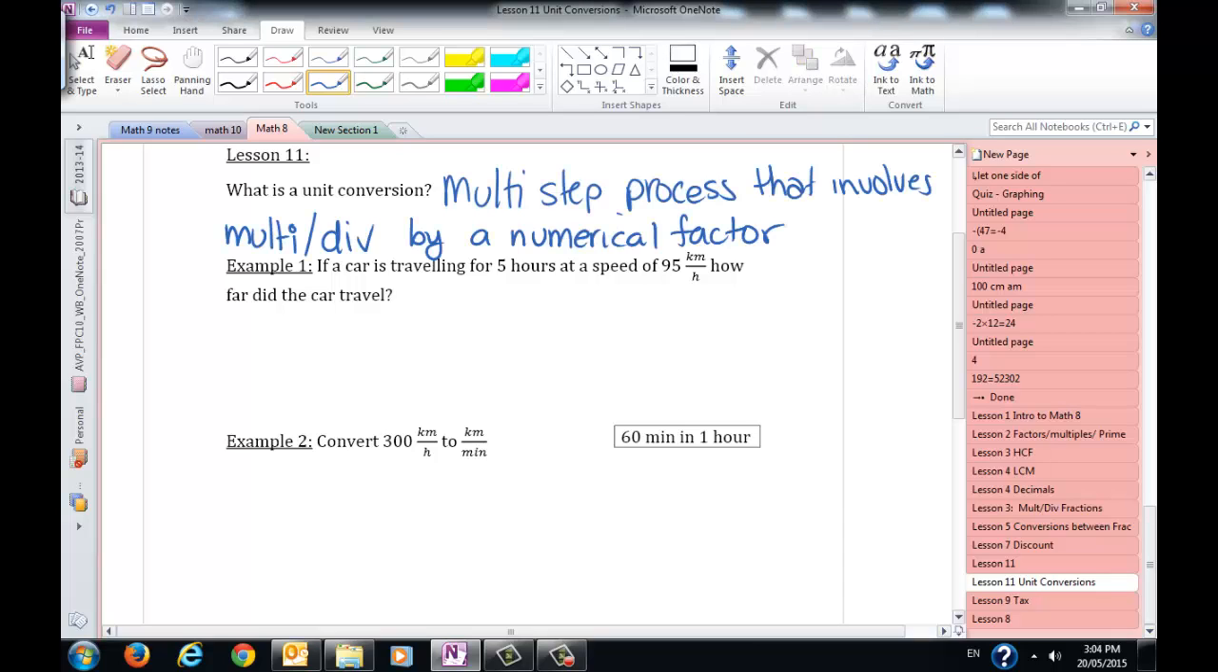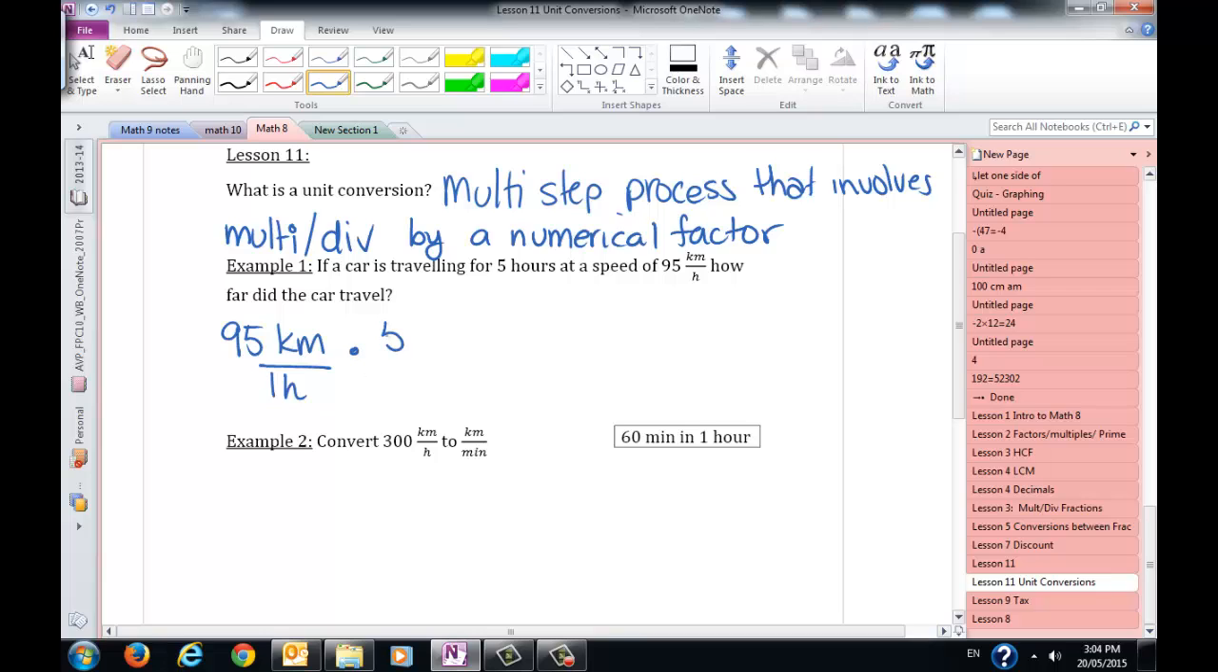So if a car is traveling for 5 hours at a speed of 95 kilometers an hour, how far did the car travel? Now, some of you might have a little shortcut for this one, but I want you to try and set it up the way I'm showing you so that you can see how our units divide out. So we know that we're going 95 kilometers per hour, or per 1 hour. Per hour just means per 1 hour. And I know that I'm going 5 hours.